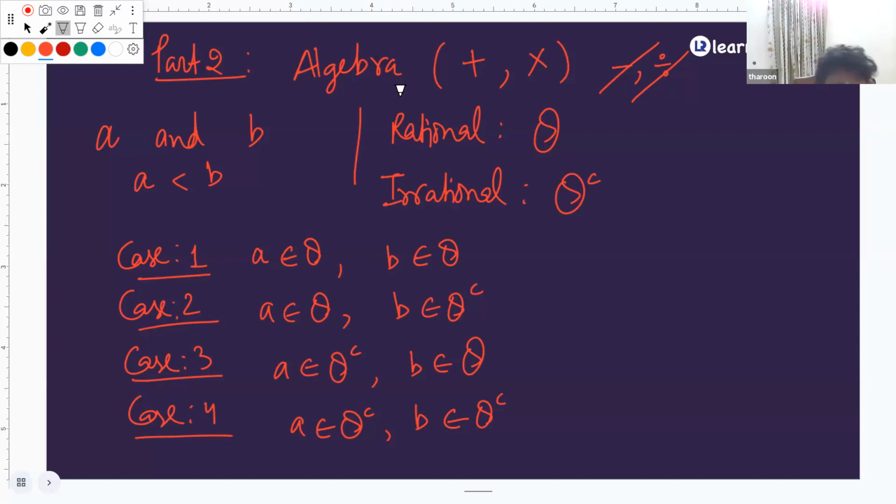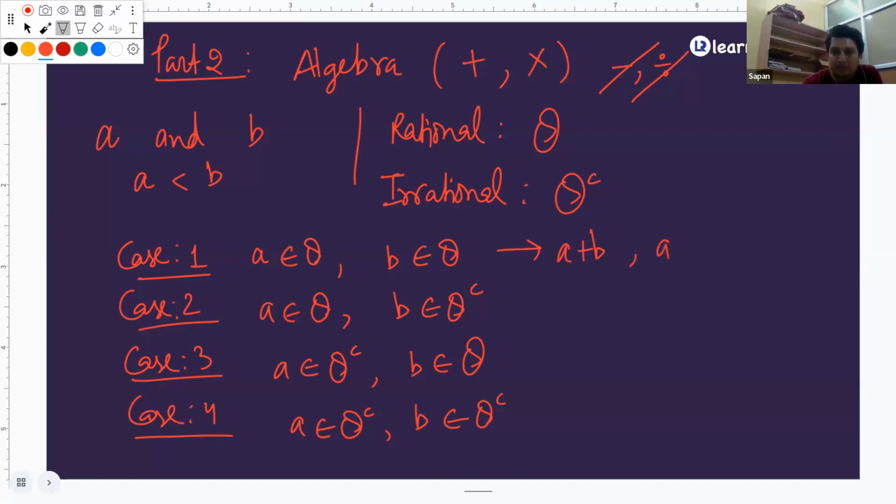So these are all the 4 cases which can happen. In each case, we want to discuss what happens to A plus B and A multiplied by B. For example, in the first case, what happens if I add two rational numbers?